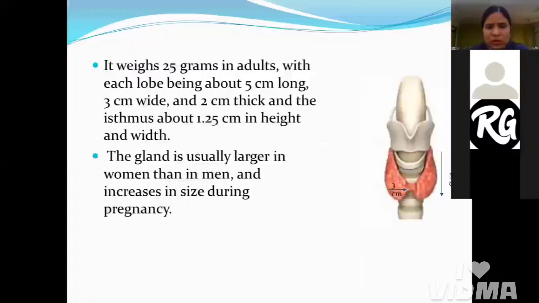So it normally weighs around 25 gram in adults, and the normal variation can be up to 60 grams. That means from 20 to 60 grams it can weigh in adults, and each lobe being about 5 centimeters long. The length is 5 centimeters, breadth is 3 centimeters, as you can see in this diagram also, and 2 centimeters thickness, and isthmus is about 1.25 centimeters in height and width.